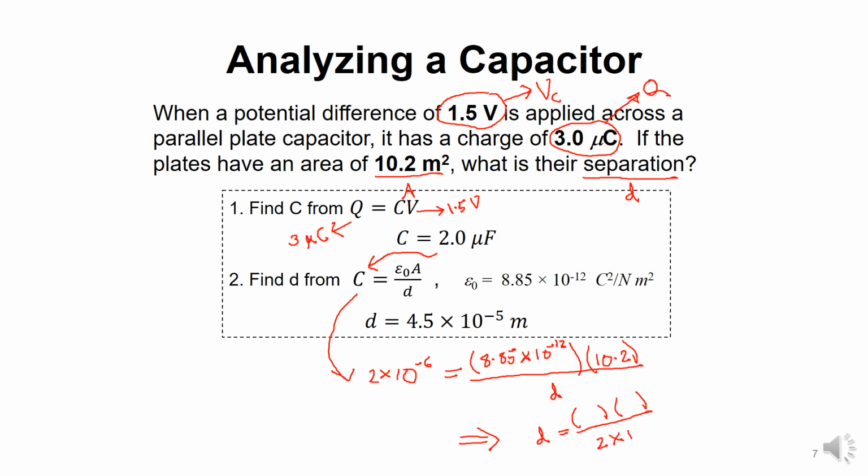Now you have to solve for D, and when you do that, we get D equals all the numbers at the top, I'll just put them in parentheses, divided by the capacitance, 2 microfarads. Doing that gives you the separation. And once again, these are unrealistic numbers because we're looking at a capacitor size that's humongous, 10.2 meters square. So that's not realistic here.